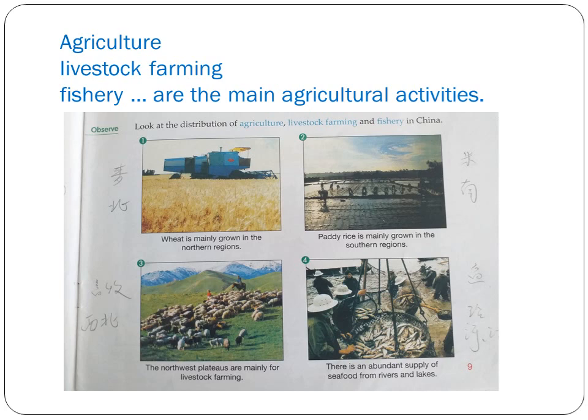It says the northwest plateaus are mainly for livestock farming. Now, livestock farming is raising cattle and sheep, and it's mostly done in higher regions where there are low temperatures, and the weather is suitable for livestock farming. Here, the sheep have a lot of wool around their body to cover and protect them from the cold weather, and they make use of the wool for making many things.